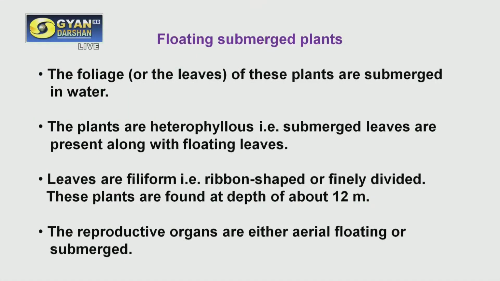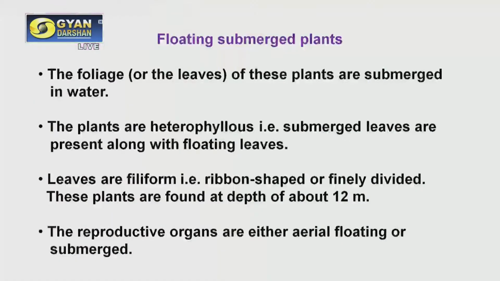Next group is floating submerged plants. What is the difference? The difference is that these plants are also floating, but they are submerged. That means they are attached. In the earlier case, it was not attached. There was no attachment directly, but here they are also submerged. That means leaves are submerged in water. Foliage or leaves of these plants are submerged in water.